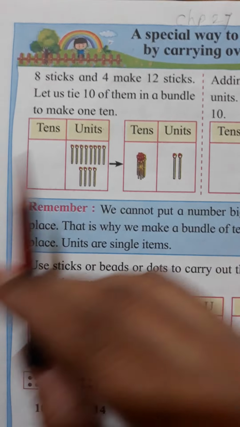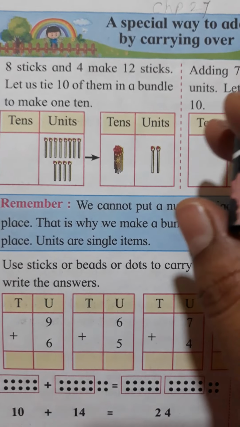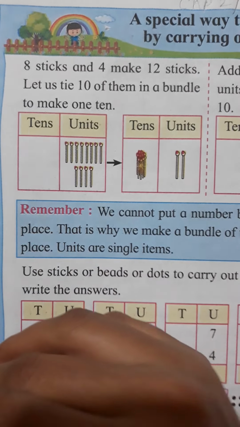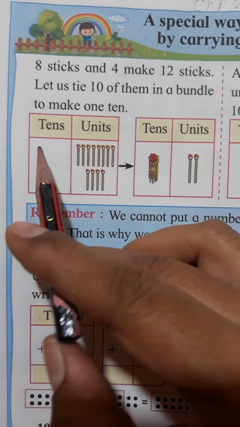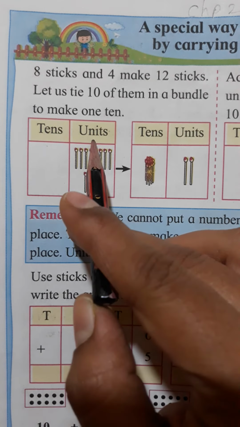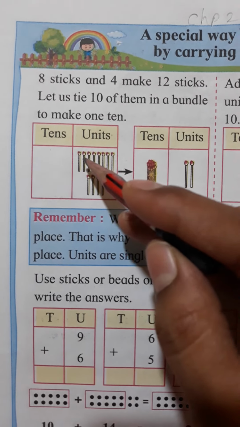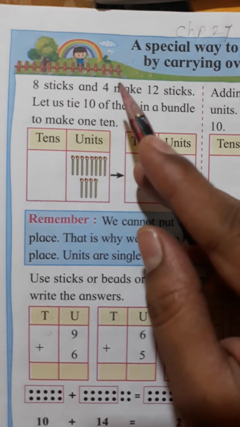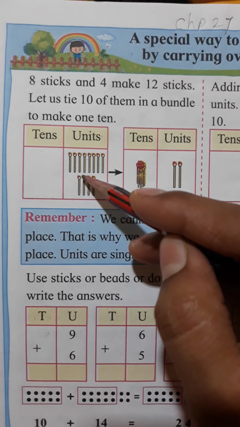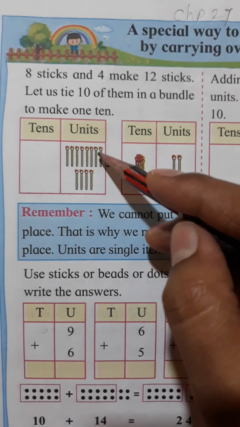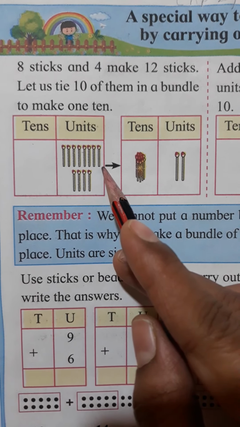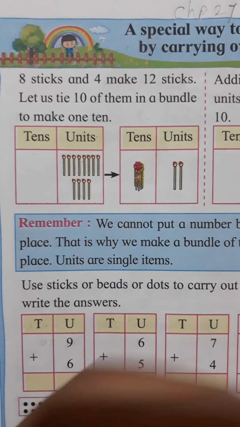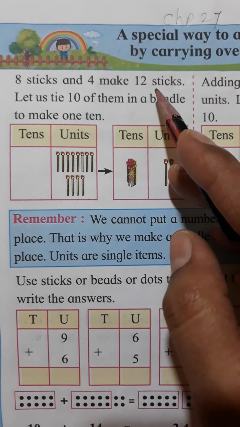So, look, when we add, you know how to add. Now look, you can see here there are 8 sticks and 4 sticks. So 8 and 4, you can see 2 columns here, tens column and units column. Now 8 and 4 are units, right? So we write 8 and 4 in the units column. So 8 add 4. How many? Let's count it together. We know that these are 8 sticks. Now 9, 10, 11 and 12. Now the answer is 12. 8 plus 4 make 12 sticks, right?